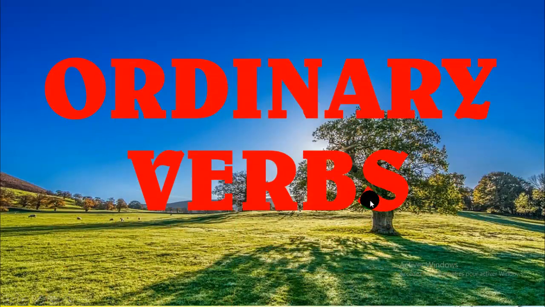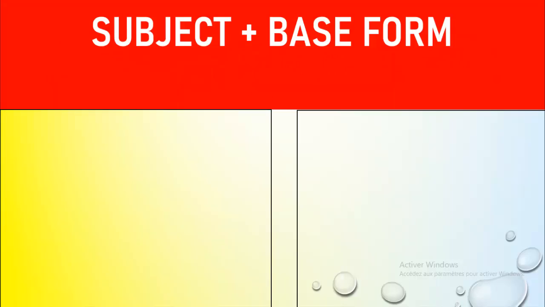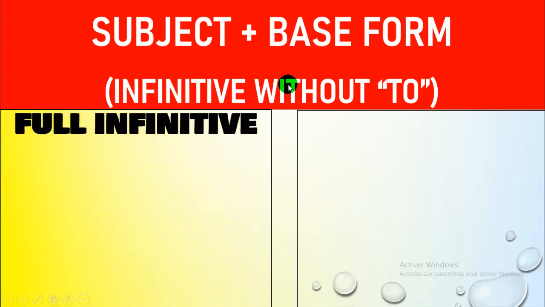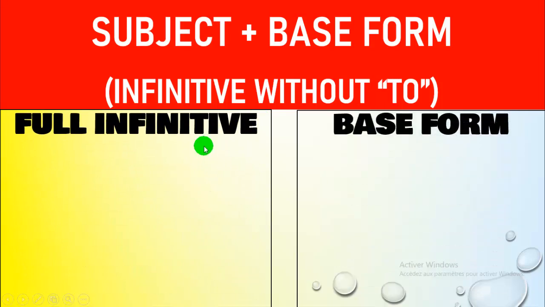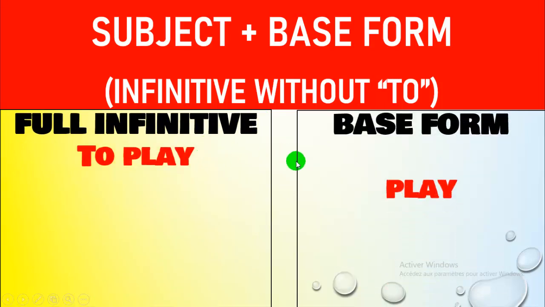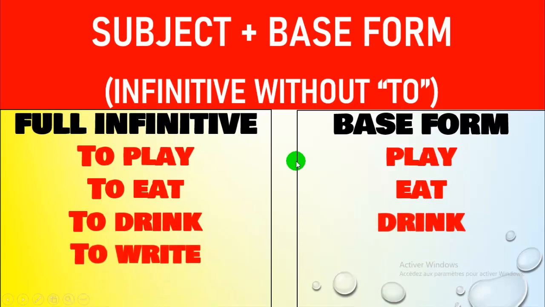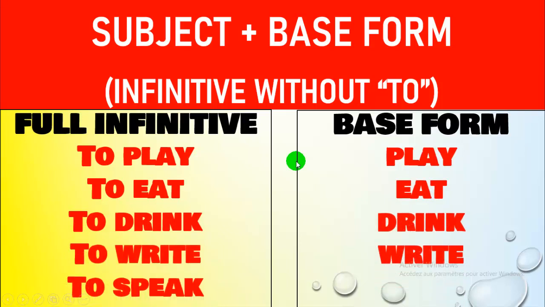Now, for ordinary verbs or main verbs, we have subject plus base form. To form the simple present, subject plus base form. What is the base form? Base form is the infinitive without to. Full infinitive, base form. To play, base form, play. To eat, base form, eat. To drink, base form, drink. To write, base form, write. To speak, base form, speak.